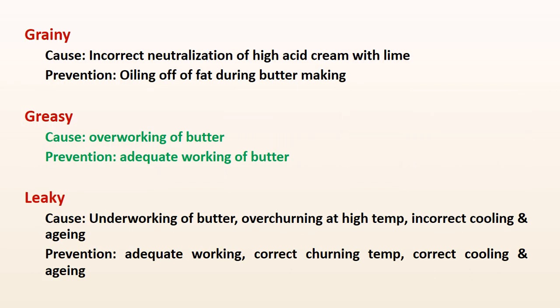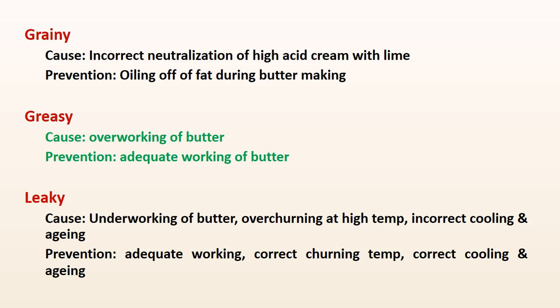Here is another group of common textural defects in butter, their causes and prevention. The first one is grainy. The cause is incorrect neutralization of high acid cream with lime. And the prevention is avoiding oiling off of fat during butter making.